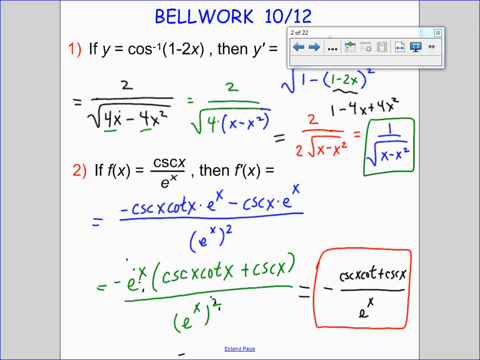Questions about that one? Raise your, oh, cotangent x. That would have been bad too. All right, so raise your hand if you got that. Can we get the equivalent? The equivalent? Yes? Okay.